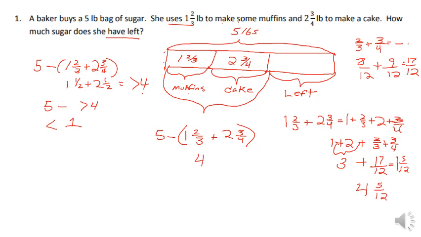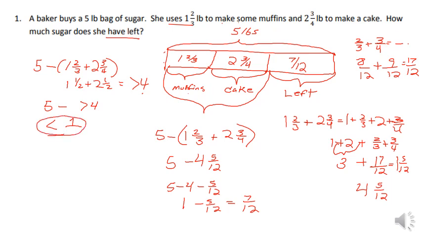So now we're going to come back over here. We're going to put our 4 5/12 here minus 5. So this is actually 5 minus 4 minus 5/12. 5 minus 4 is 1, minus 5/12 is going to equal 7/12. So 7/12 was how much was left. As you can see, our estimate here was less than 1. 7/12 is definitely less than 1.